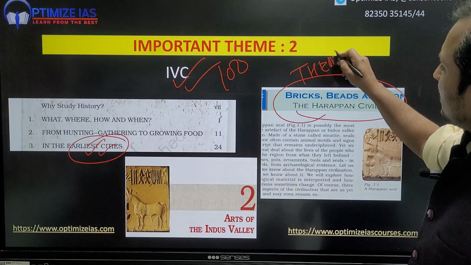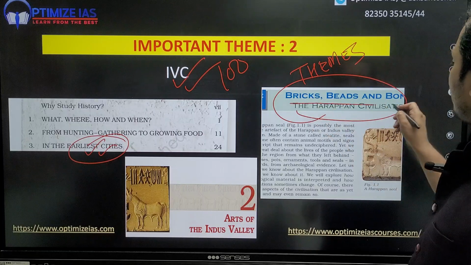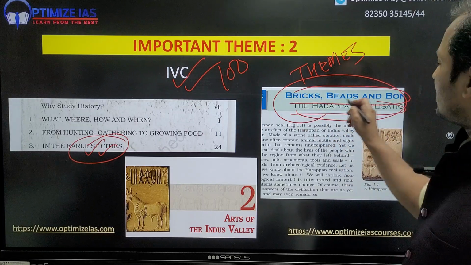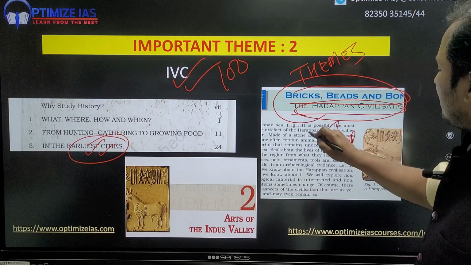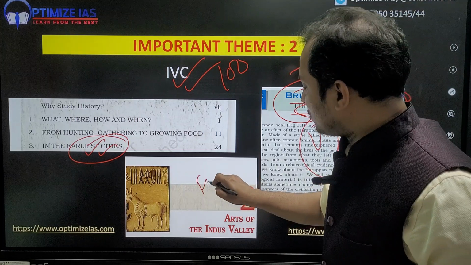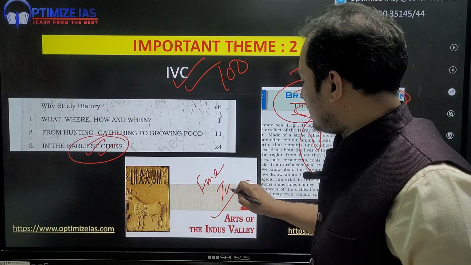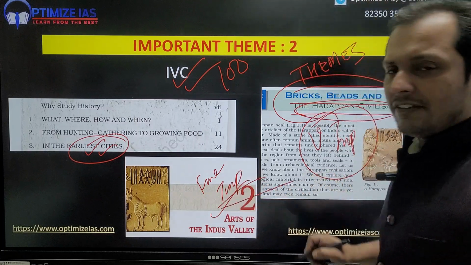The themes, guys. You have to read this chapter, themes chapter, new NCERT, Bricks, Beads and Bones, the Harappan civilization. This is the most important chapter this year, most important VVIP chapter. And then, guys, from the Fine Arts book, read Art of the Indus Valley Civilization, very, very important.